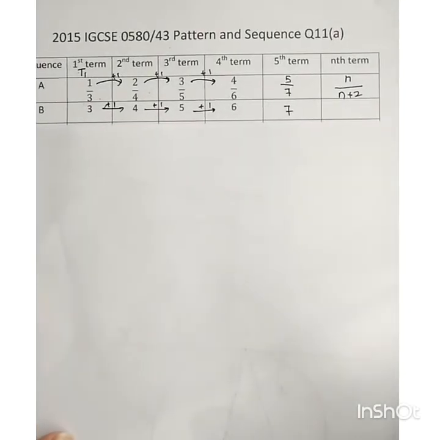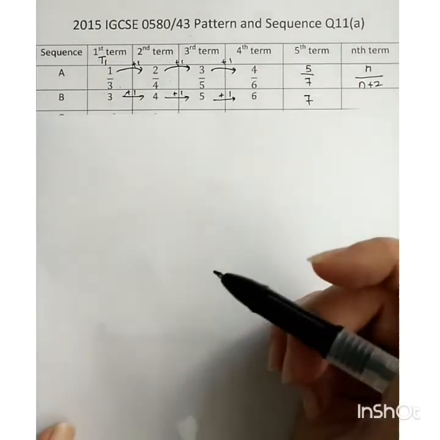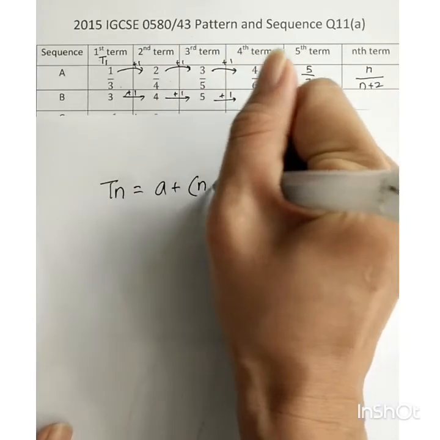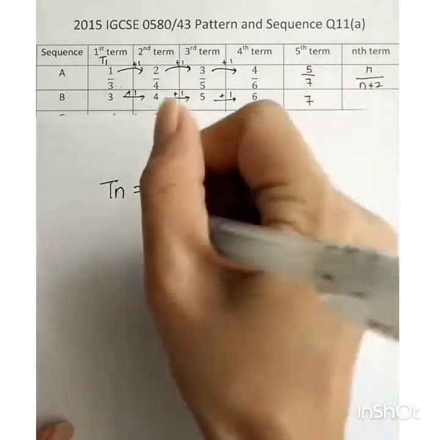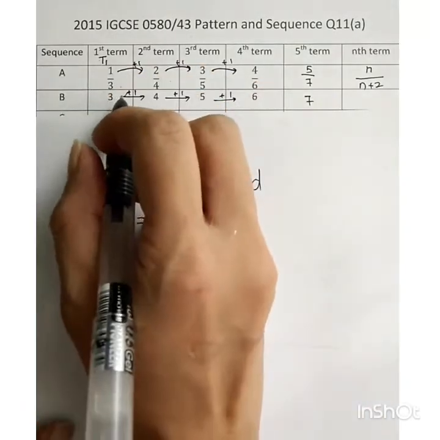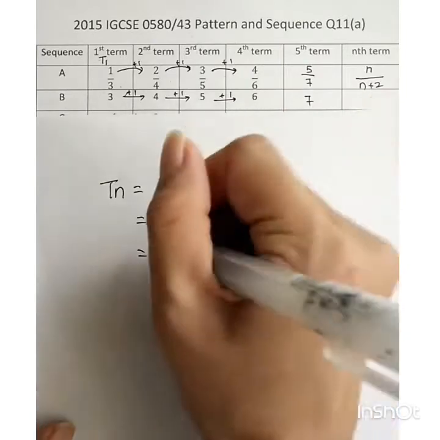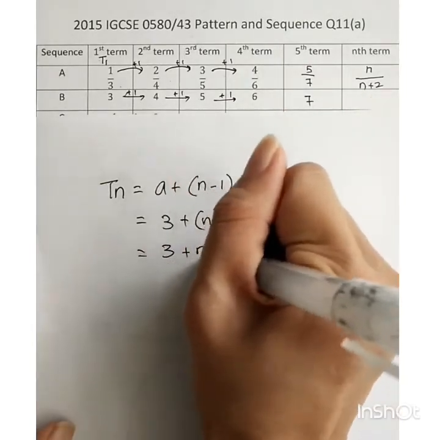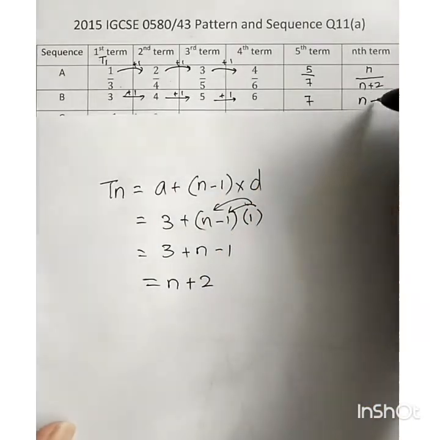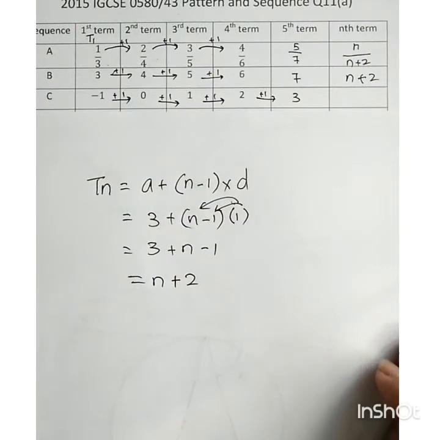So for B, 3, 4, 5, 6, 7. The A, Tn equal A plus n minus 1 times D. So the A will be 3, and then the difference will be 1. So 3 plus n minus 1 times 1. So n plus 2. So that's the n term for the second one.